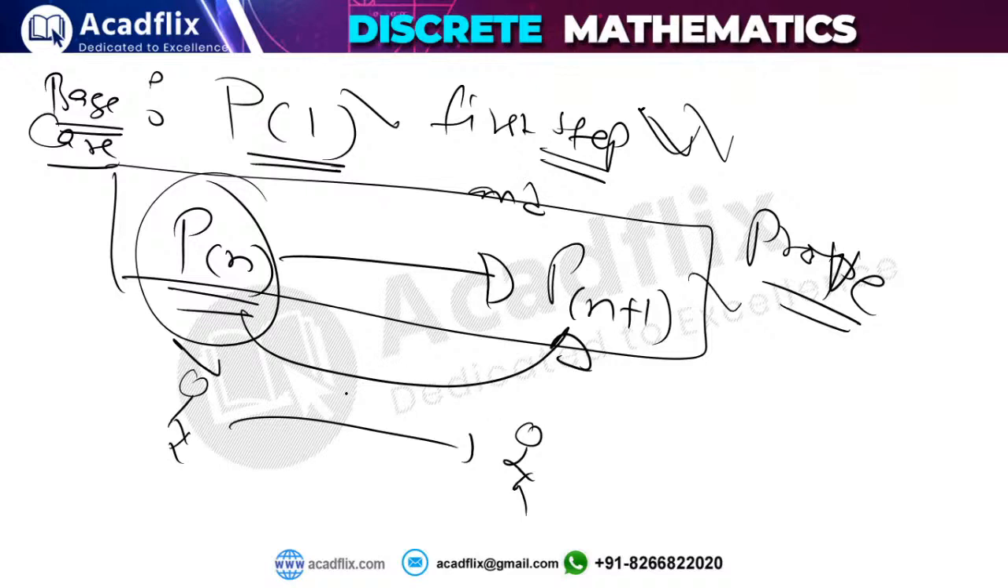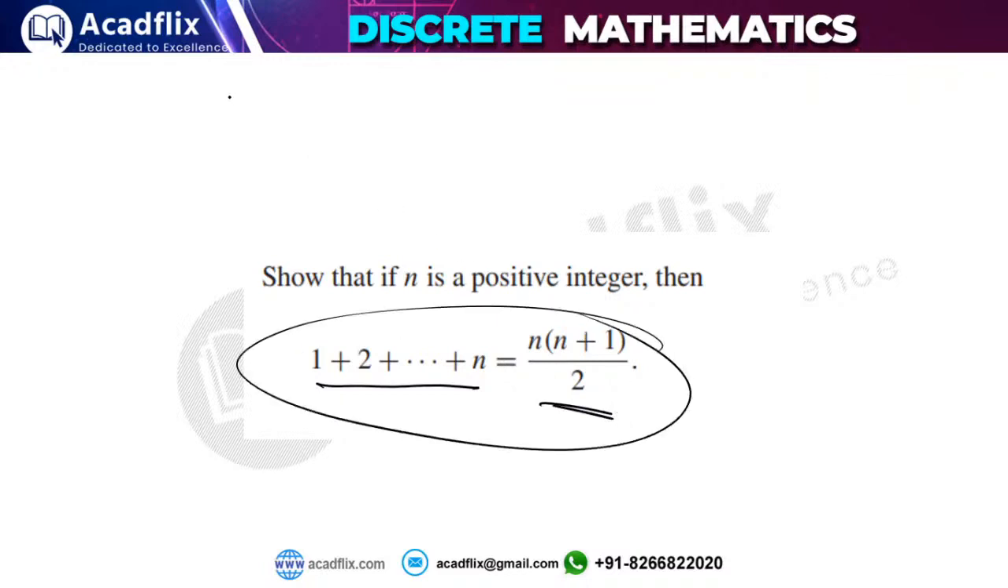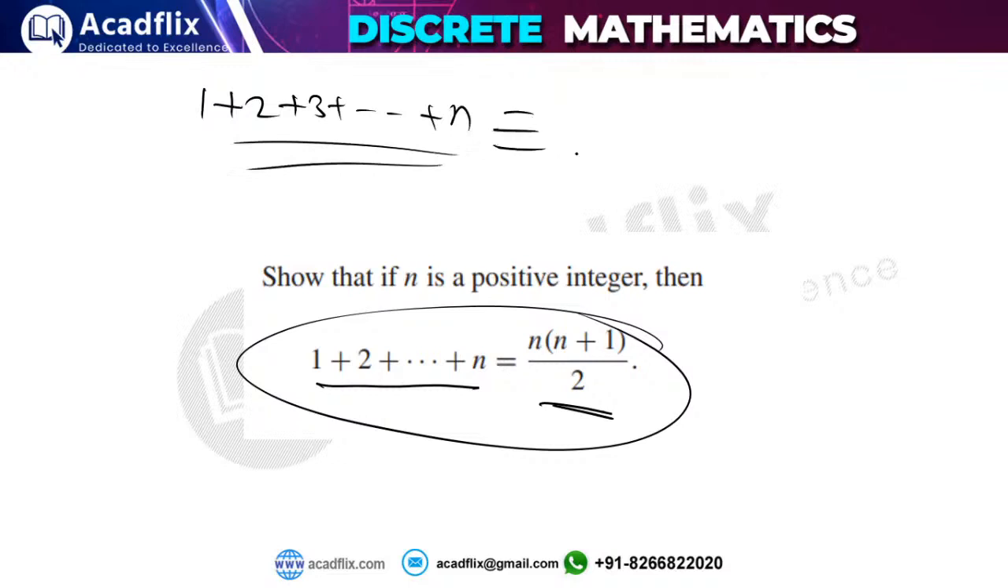Okay, so let's take one example. Let's prove that 1 plus 2 plus 3 and so on plus n is equal to n(n plus 1) by 2. This formula you might already know. This is nothing but an arithmetic progression formula. Let's try to prove it.